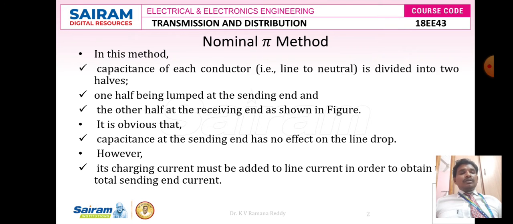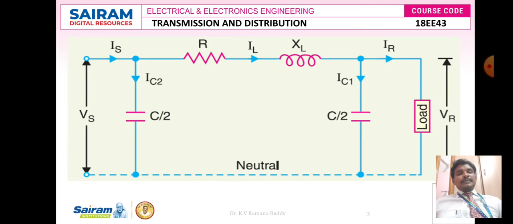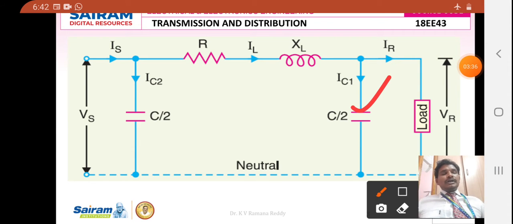So if you look at this circuit diagram with respect to the half segments of its capacitance, the capacitance at the sending end side does not show any effect on the line drops, and the capacitance at the receiving end side may act as a voltage regulator, compensating for the additional reactive currents demanded by the load.